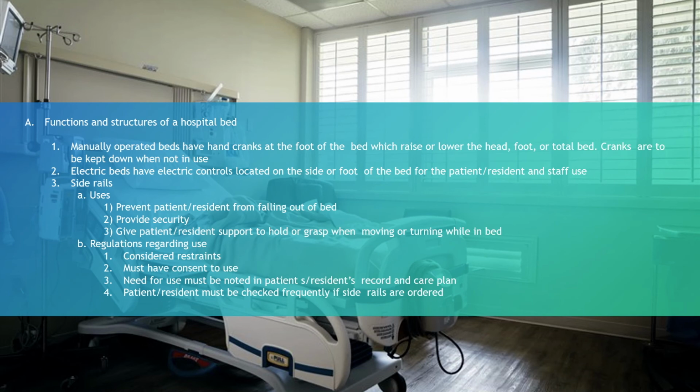Regulations regarding use. They are considered restraints and must have consent to use. Need for use must be noted in the patient or resident's record and the care plan. The patient or resident must be checked frequently if the side rails are ordered.